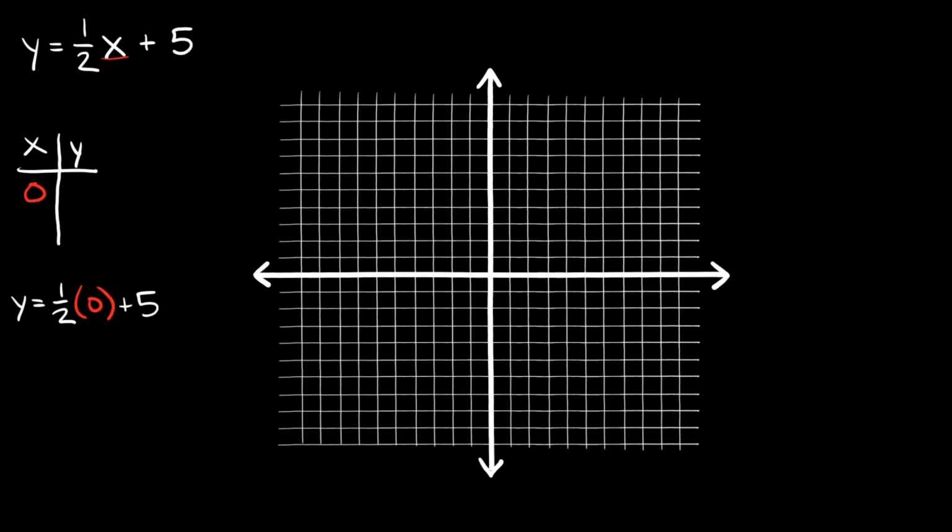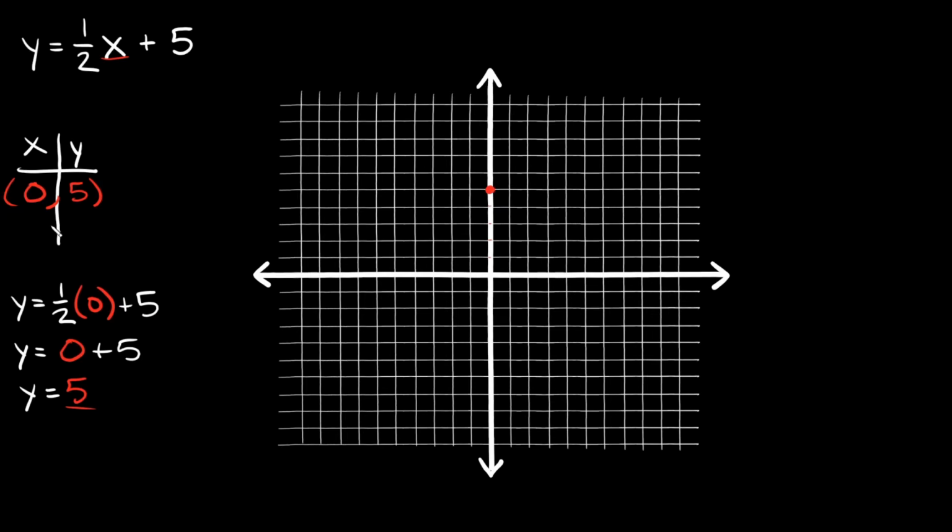So we have y = 1/2 times 0, which is just 0, plus 5. And 0 plus 5 is equal to 5, so y = 5. We found our y coordinate, so we found a point: (0, 5). Let's plot this point. For (0, 5), we're not going to move anywhere in the x direction, so we're just going to go straight up 5 spaces: 1, 2, 3, 4, 5. So this point right here is (0, 5).